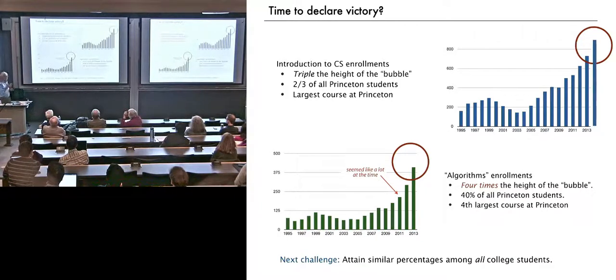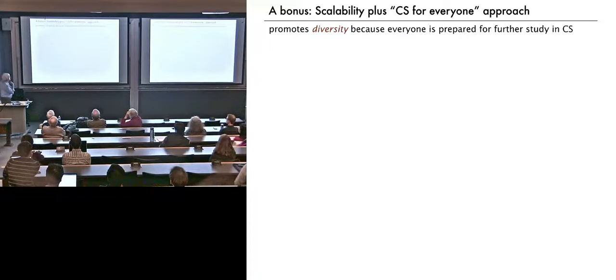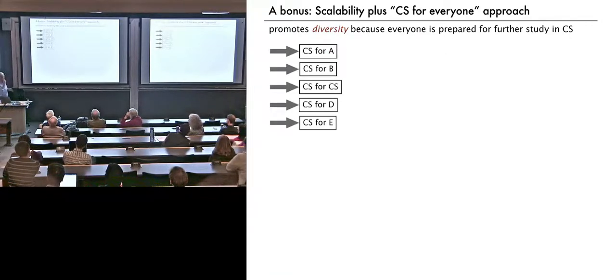So what I want to talk about a little more today is how these two experiences, the MOOCs and scaling at Princeton, are going to help us address the next challenge of trying to get other colleges to achieve these kinds of percentages. And one bonus that's really important is the combination of the scalability and the idea that we're teaching one course for everyone really promotes diversity.